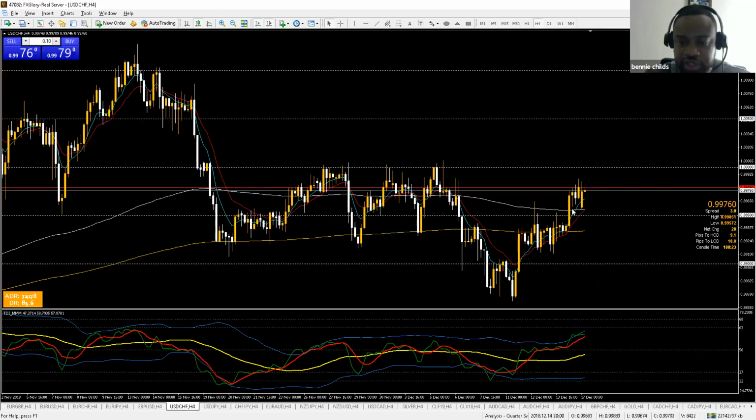This one is kind of bouncing off of the 200 EMA, exponential moving average. So possibly we can just take a look at that, because the market does kind of use the EMAs as support and resistance. So you can kind of watch that one.